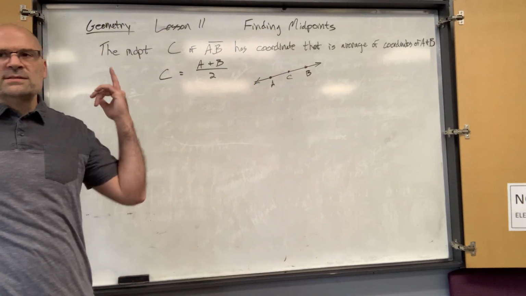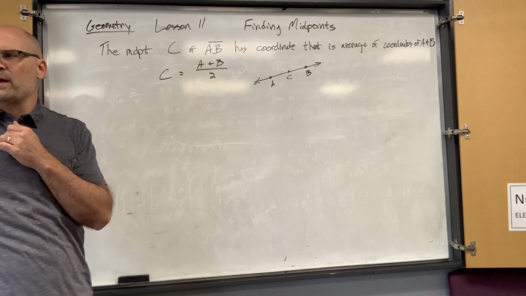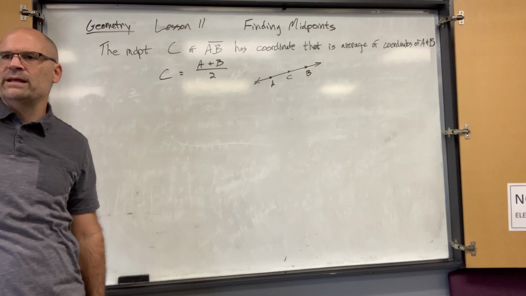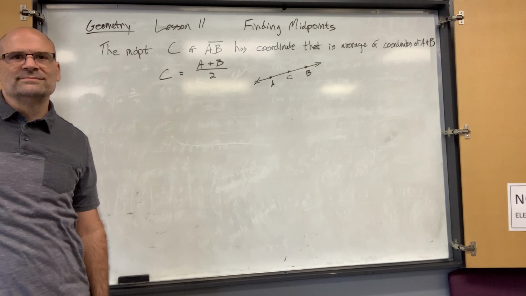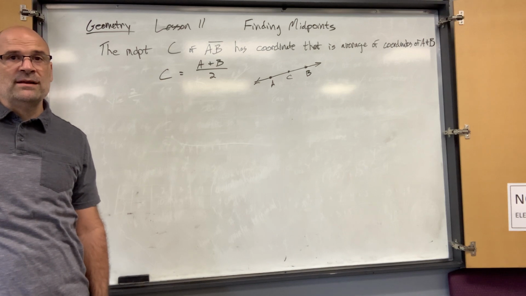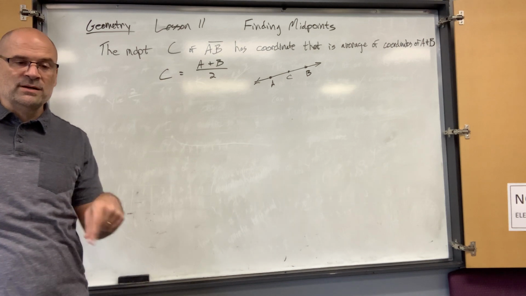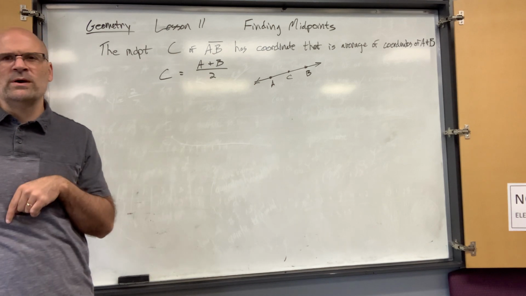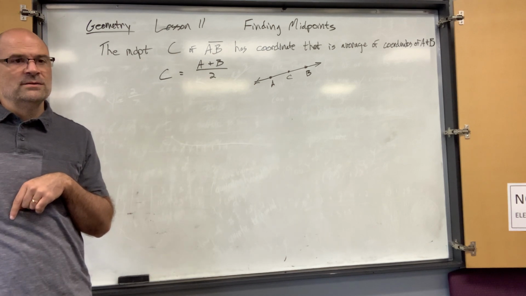So if the coordinates of A and B are 2 and 8, what's C? What's the midpoint of 2 and 8? 5. All right, so what did you do? Did you add them together and divide by 2? Or did you go 8 minus 2, there's 6 in between, so if you add 3 to 2, it's 5? See how that's way more math than you need to do.